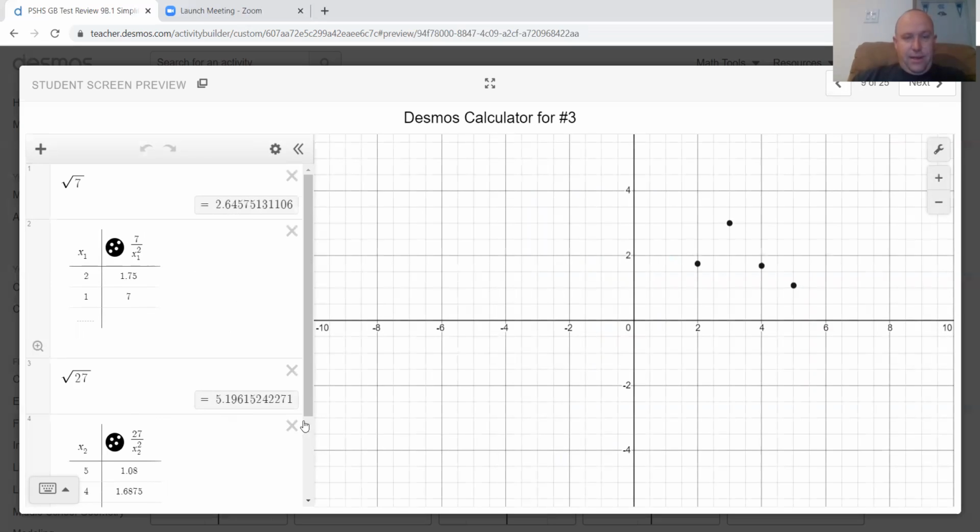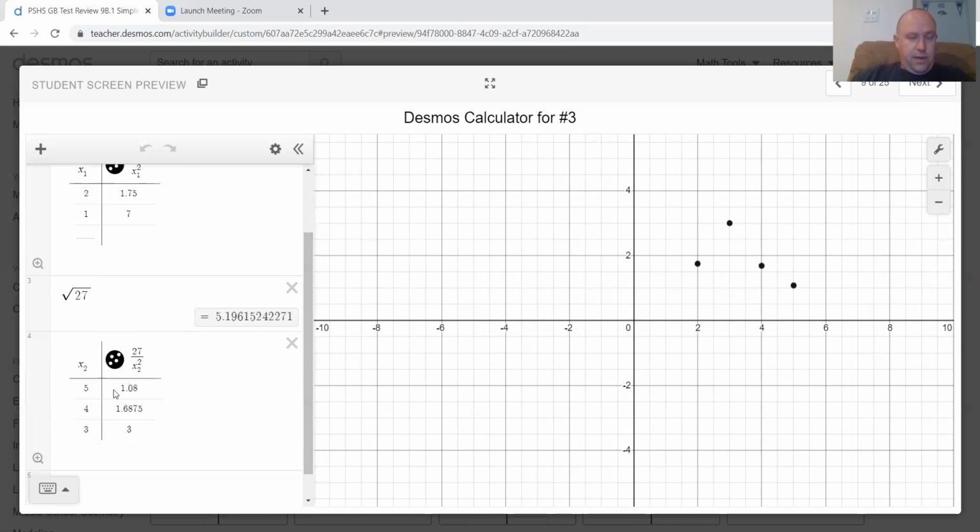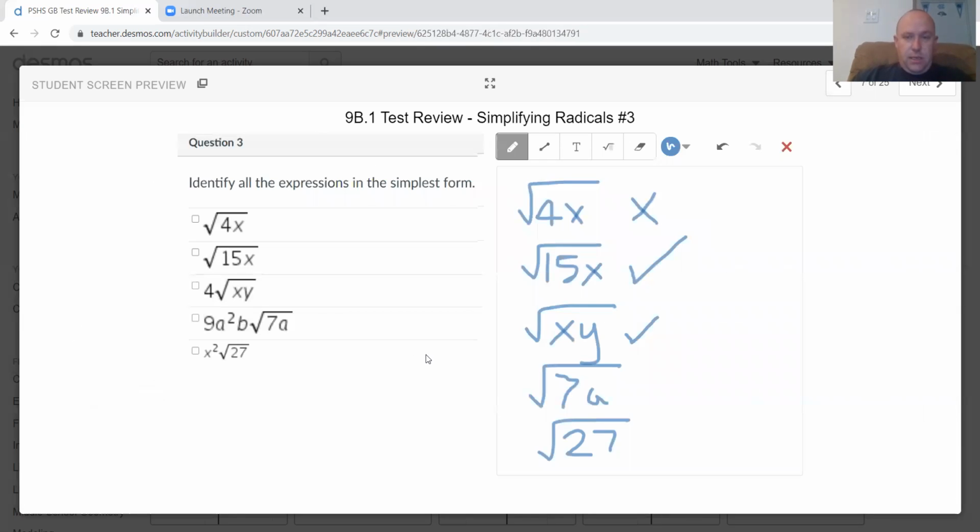Square root of 27, I got a decimal, 5.19. So 27.1. I did x2 squared here because on my previous table I did x1. So in general, I would normally just create another table, but just for speed, so I didn't have to move across too many slides. 5, 4, 3, and you can see that 27 does simplify to 3 square root of 3. So for that question then, that one does simplify, which means that's the wrong answer.